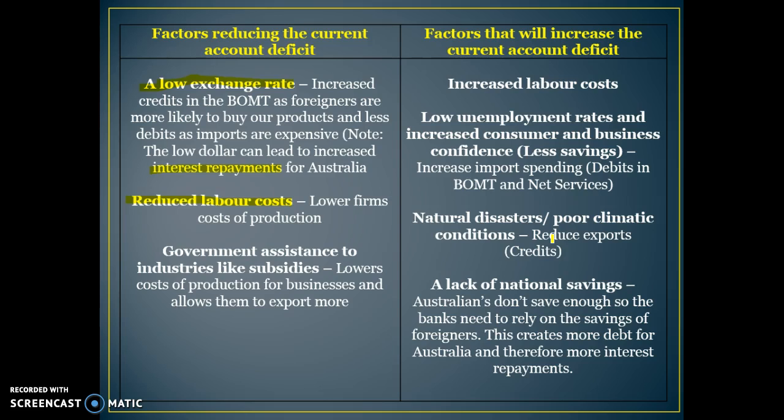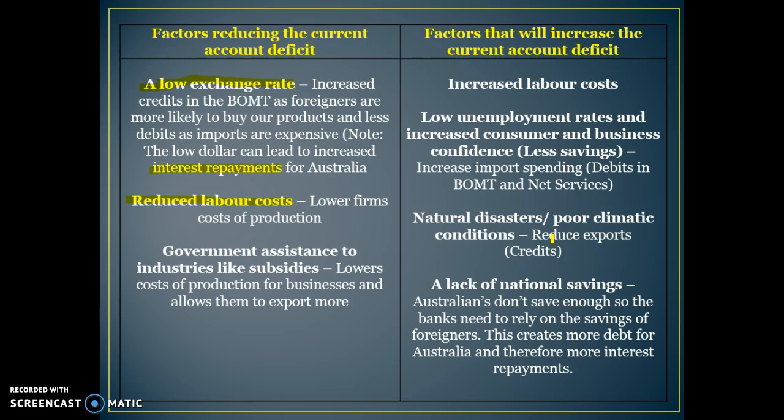These are two factors that will generally increase the current account deficit. Natural disasters will increase the current account deficit because we're not going to be able to export as much because our produce has been affected and our prices will go up.